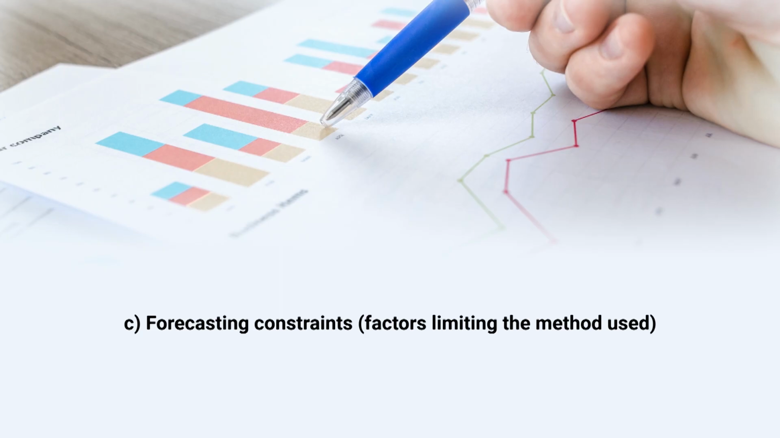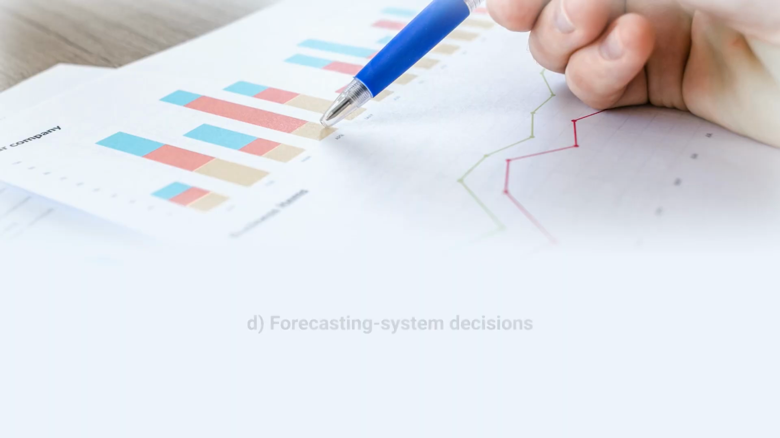The factors limiting the method used. Suppose we are using past data, but we have to forecast for a new product. This past data cannot be used for a new product and new line, so we don't have that data. So, the forecasting constraint is there, limiting the method used. Forecasting system decisions means what the decision in forecasting will be, which system we have to take for implementation.